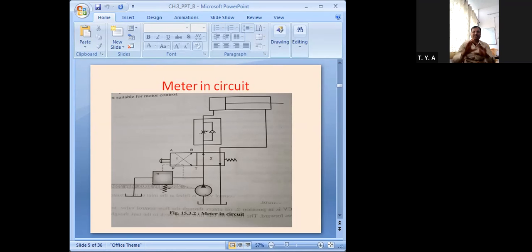So this is a circuit diagram. You can see this is a reservoir, and the line of the reservoir. Then this is our pump. This is a 4x2 direction control. This is a flow control. Here we have the pressure relief valve. This is a tank. Now I will tell the operation.